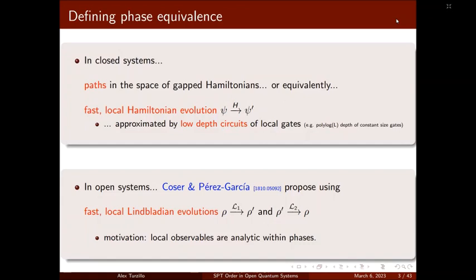And of course, these are just definitions, but what they show in this paper is that this is a good definition to try to build a classification from, because it has some nice properties like local observables are analytic within phases. That's at least the basic thing that you would want for your equivalence relation.